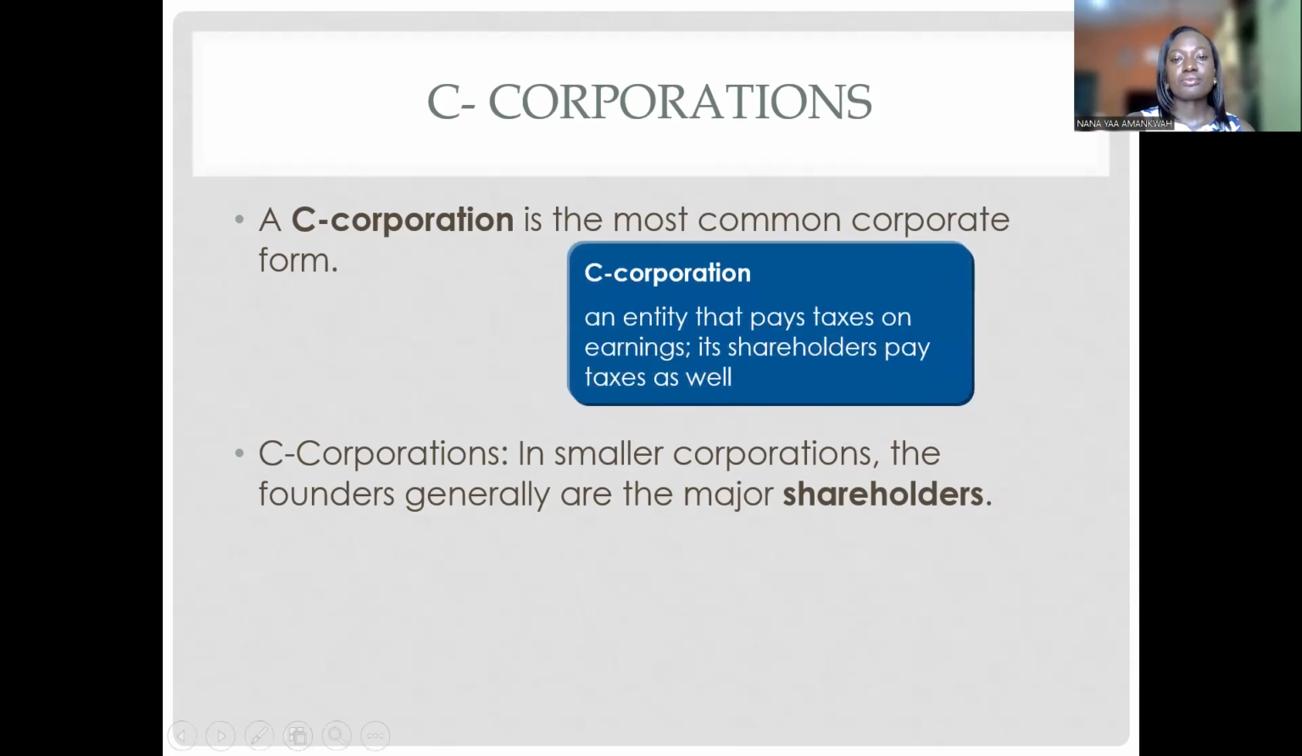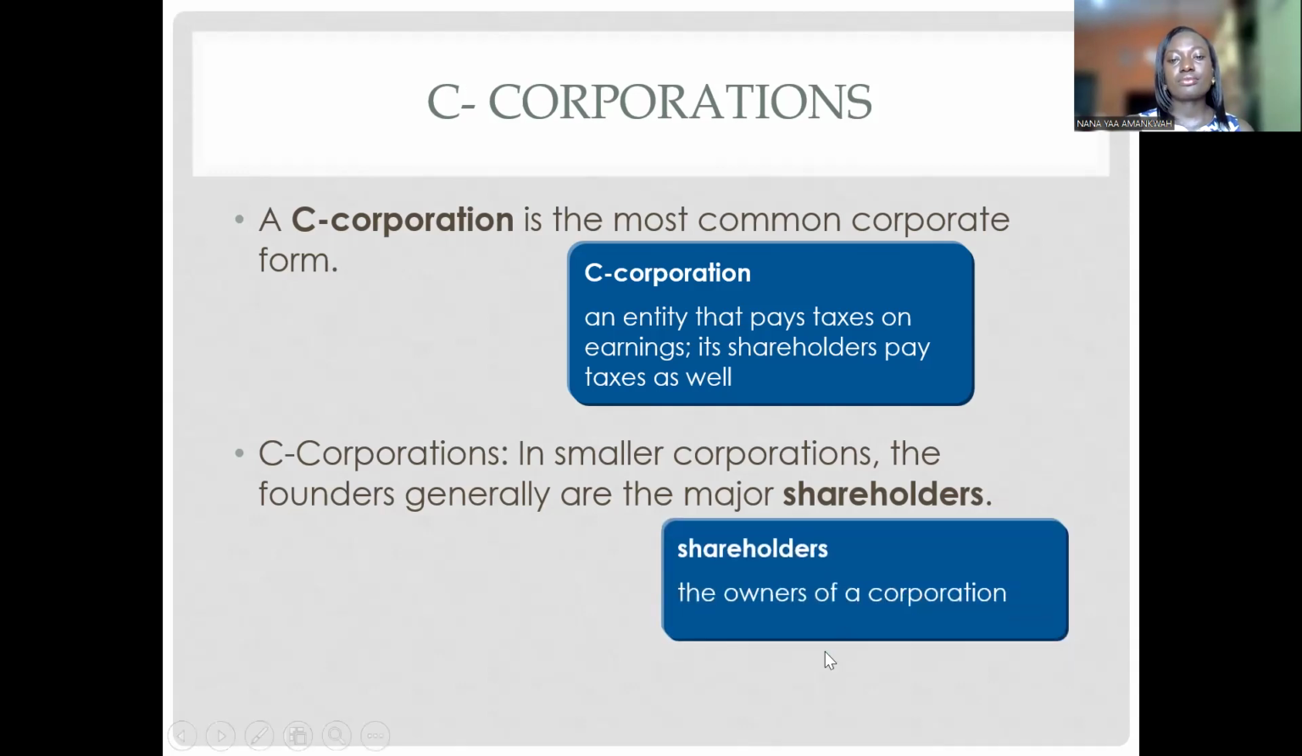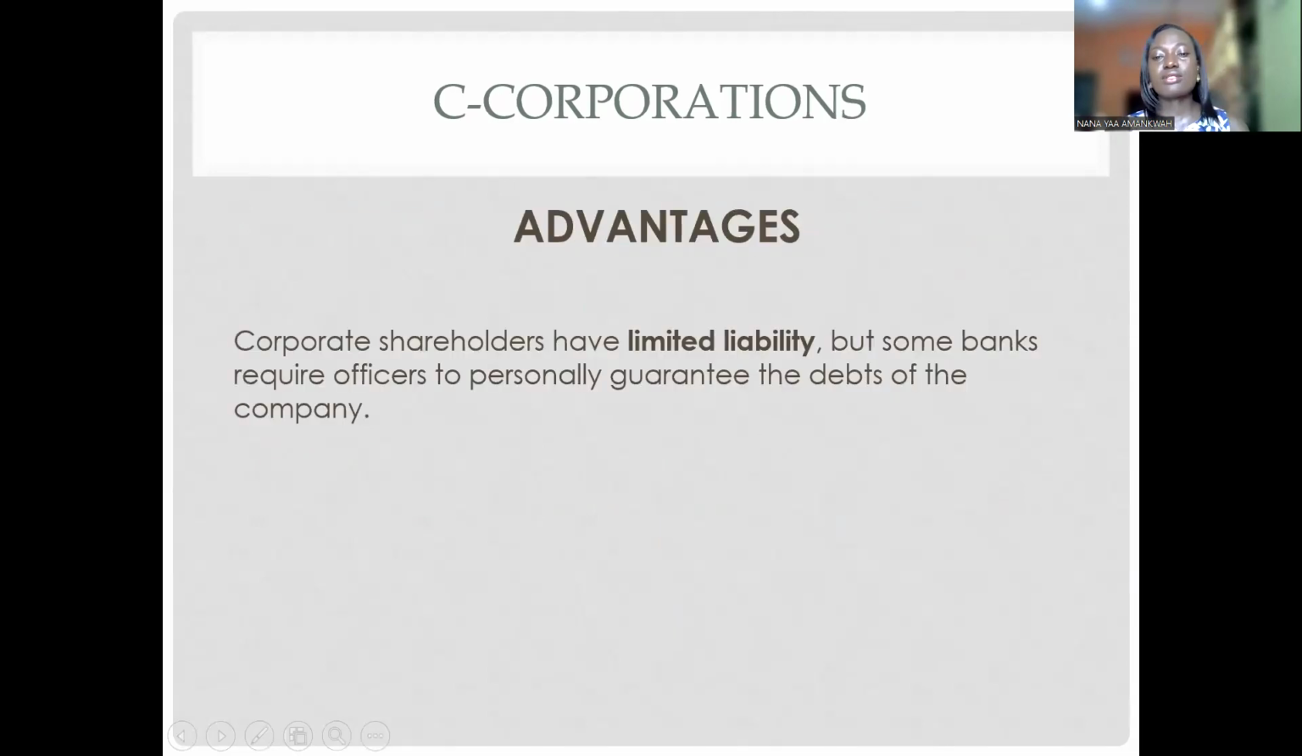Now the C corporation is an entity that pays taxes on earnings. Its shareholders pay taxes as well. So in the C corporation, whilst the corporation pays taxes, shareholders also pay taxes. So it's something more like double taxation in the C corporation. Shareholders are simply owners of the business.